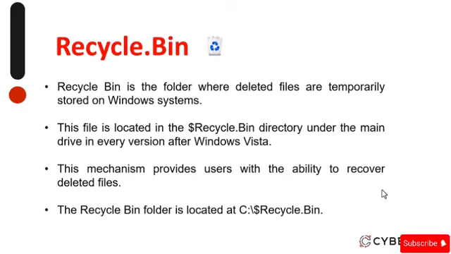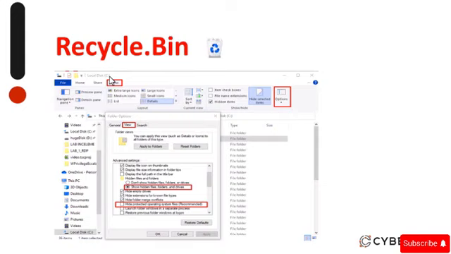The recycle bin folder is located at C:\$Recycle.Bin. If you can't see the recycle bin folder under the C directory, you can follow these steps. Go to File Explorer, View, Options, and View. Uncheck the option Hide Protected Operating System Files and check the option Show Hidden Files, Folders, and Drives.